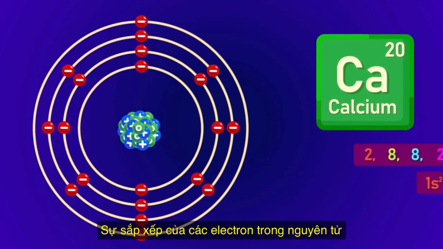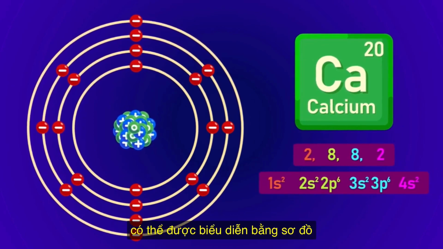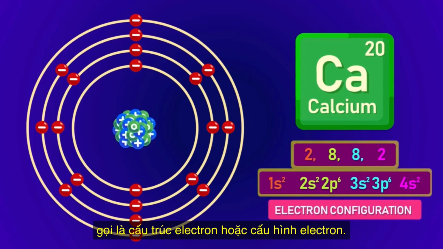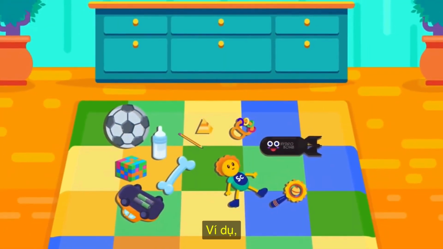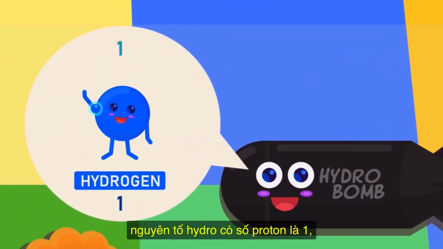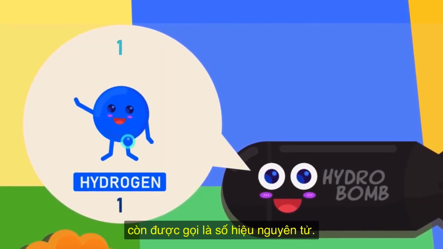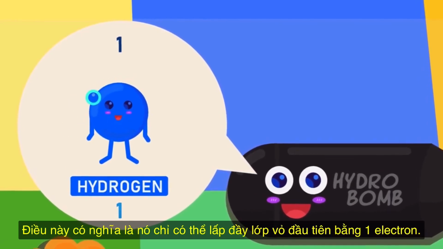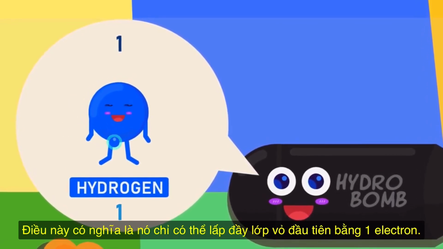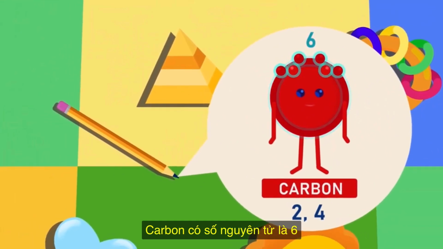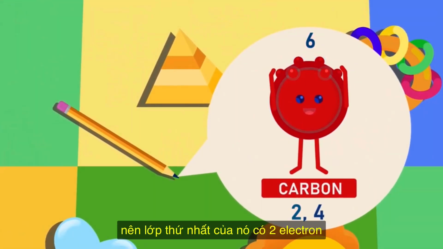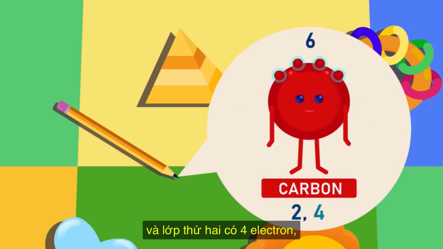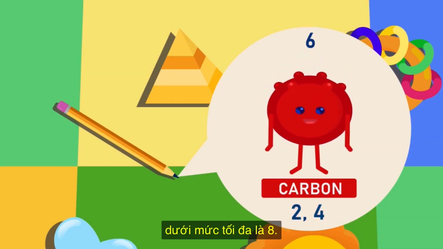The arrangement of electrons in an atom can be represented using a diagram called electron structure or the electron configuration. For example, the hydrogen element has a proton number of 1, also known as atomic number, and hence has 1 electron in total. This means it can only fill the first shell with 1 electron. Carbon has an atomic number of 6, so its first shell has 2 electrons, as it's the maximum limit, and the second shell has 4 electrons, below the maximum limit of 8.